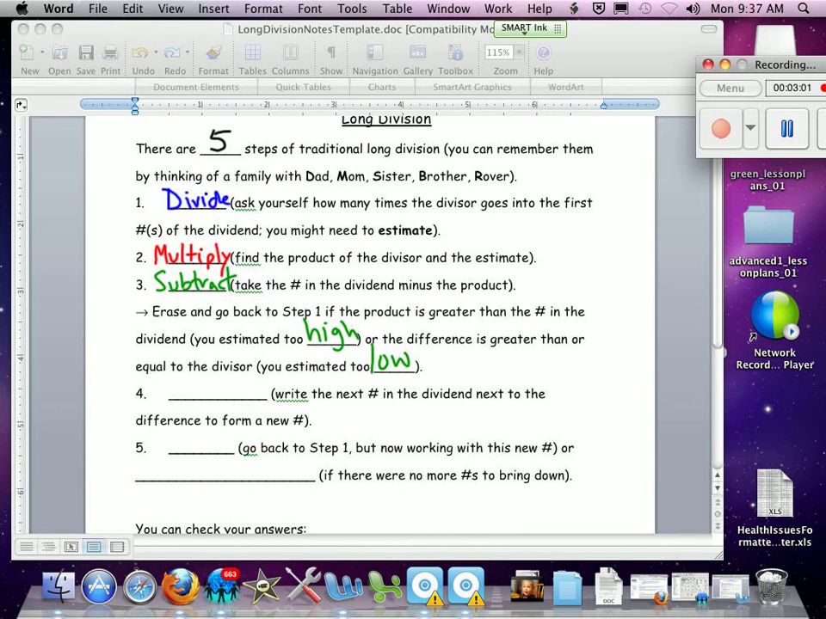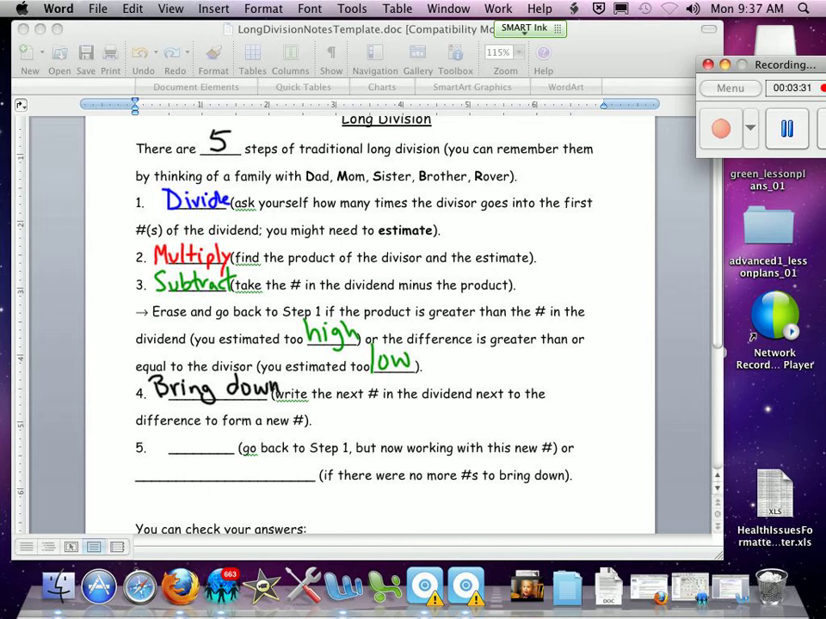And then brother comes along. He's pretty chill. Brother just tells you to bring down the next digit. However, brother only lets you bring down 1 digit during his step. You don't bring everything down. So brother tells you to write the next number, not number or numbers, but the next number in the dividend next to that difference that you had from sister's step to form a new number to start analyzing.